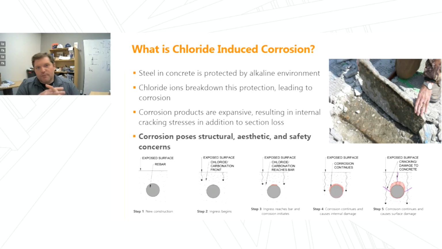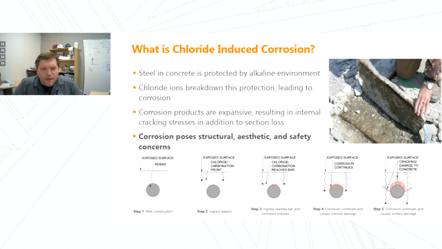So to kick off, what is chloride-induced corrosion in reinforced concrete? Well, for starters, we put reinforcement in our concrete to provide tensile strength. In general, unless acted upon by other contaminants, steel in concrete is generally protected by the alkaline or the high pH environment that's created from the cement hydration products. So all else equal, a concrete structure will generally perform well until we have some sort of contamination.